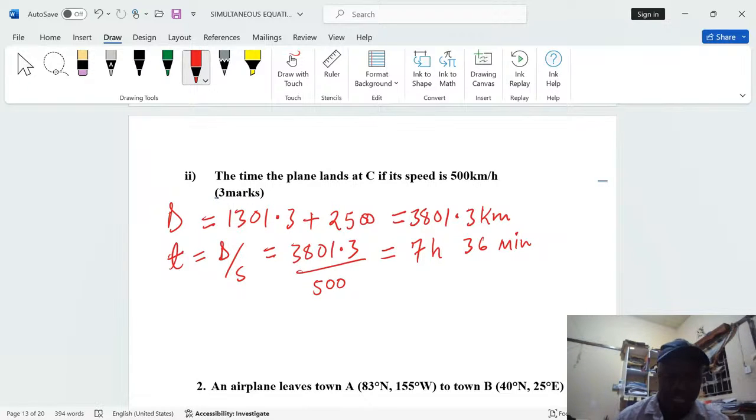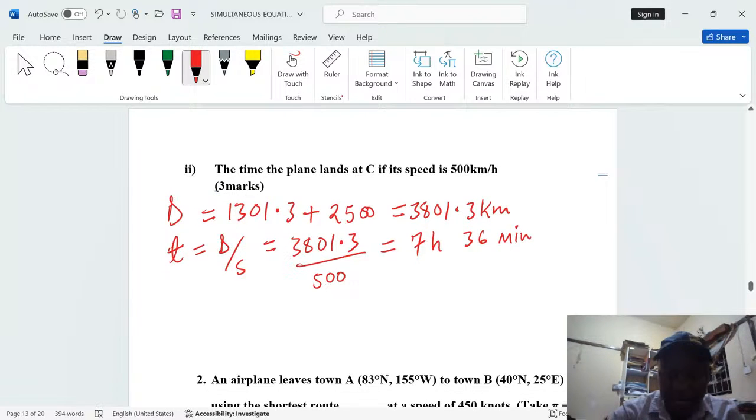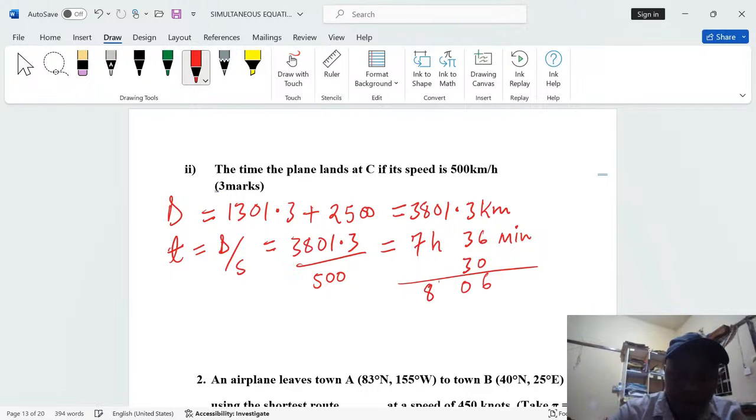But it is good for us to note that there is a time when this plane was stopping at B to refuel. So we're going to have 60 because of 66. That means 1 hour 6 minutes. So we write the 6 minutes, we carry the hour to the other side, and that will be 8 hours 6 minutes consumed on the way.